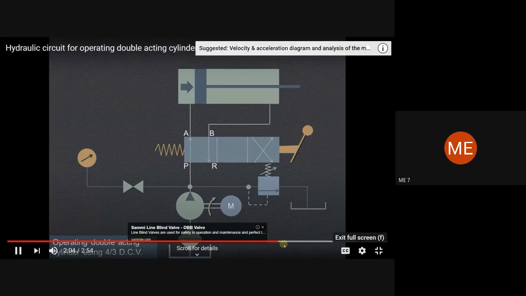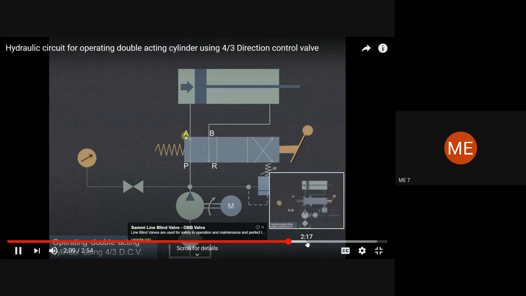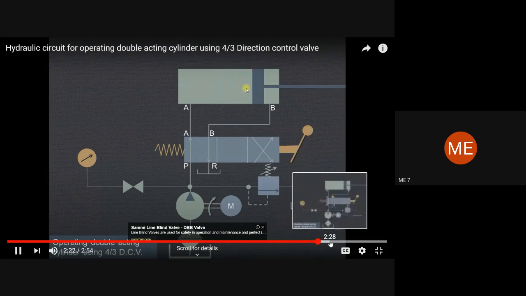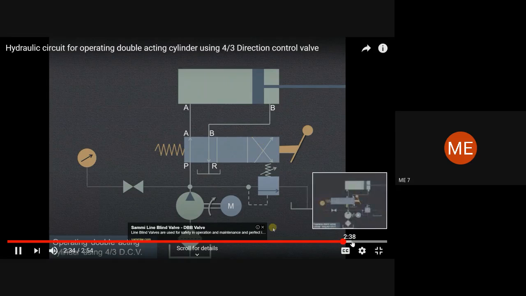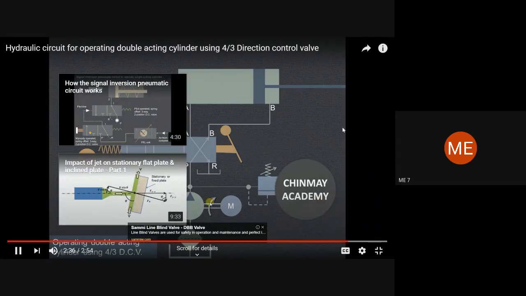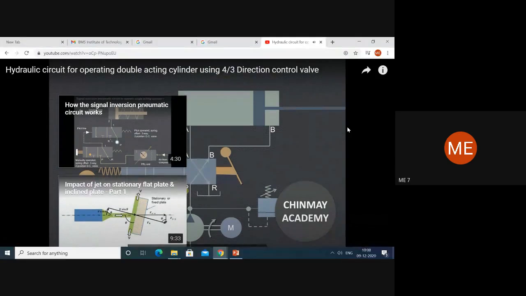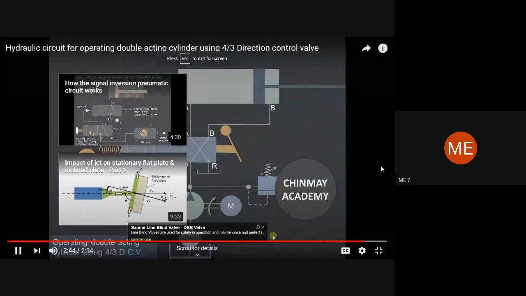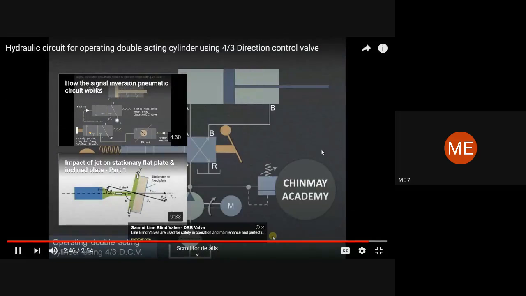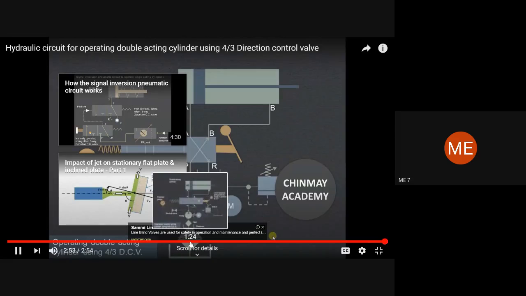As you can see over here, on the pump port or pressure port P, the fluid will enter into the cylinder port A. Now this will cause the extension of this particular piston, and the fluid goes to the reservoir port R. When we are in the right envelope mode, at that time the fluid from the port P will enter into port B, and then it will cause the retraction of this particular piston. So in this way, we can operate this particular double acting cylinder using a 4x3 direction control valve.